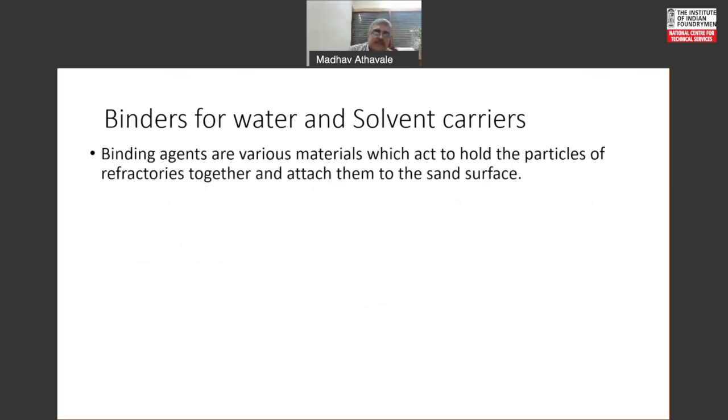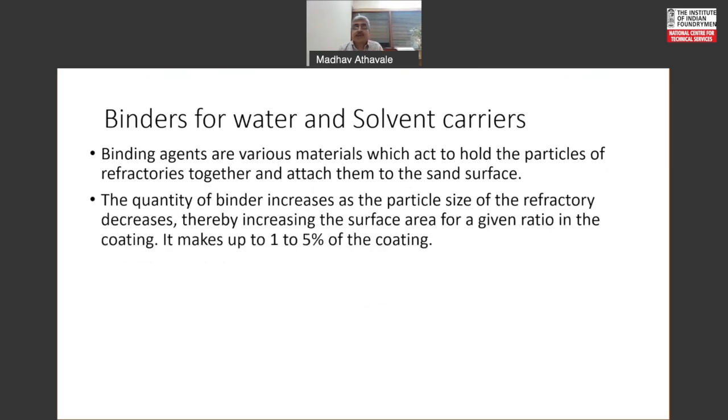Now, binders. Binding agents are various materials which act to hold the particles of the refractories together and attach them to the sand surface. The quantity of the binder increases as the particle size of the refractory decreases, thereby increasing the surface area for a given ratio in a coating. So, supposing your filler is say 50%, but the size and sieve distribution is different, then finer the particles, more is the amount of binder required because surface area of the filler is high.